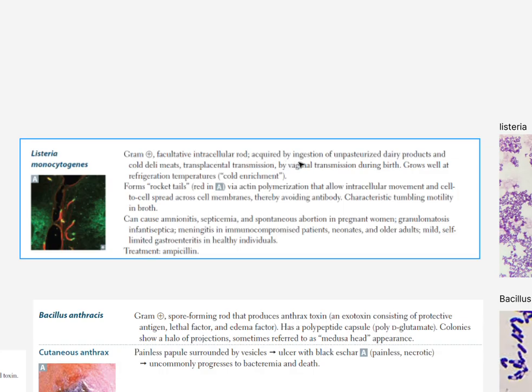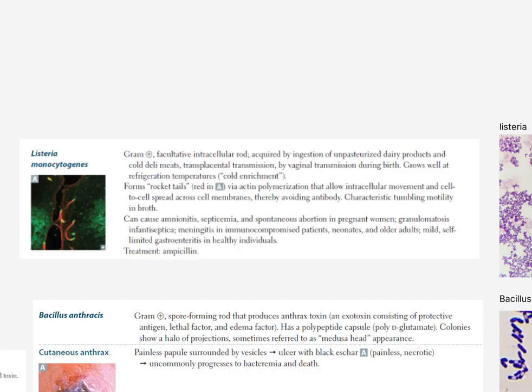It's acquired by ingestion of unpasteurized dairy products and cold deli meats. There's transplacental transmission also. So while the baby is in the womb, the mother can pass it to the baby, and by vaginal transmission during birth. It grows well at refrigeration temperatures in a cold environment.